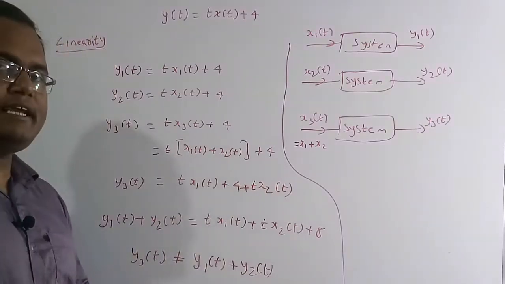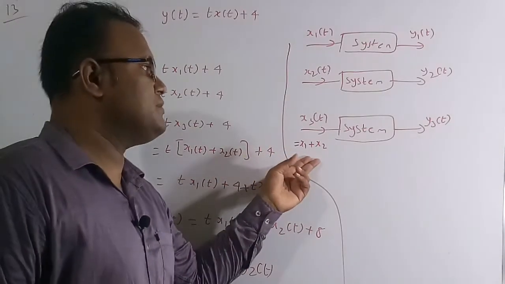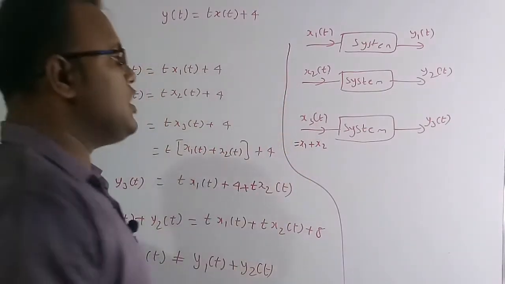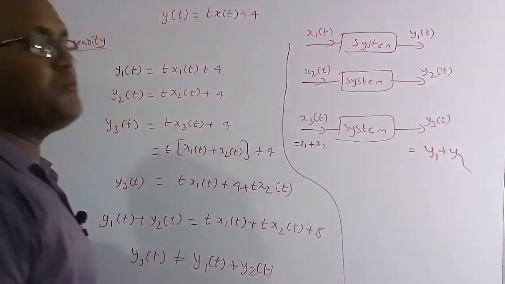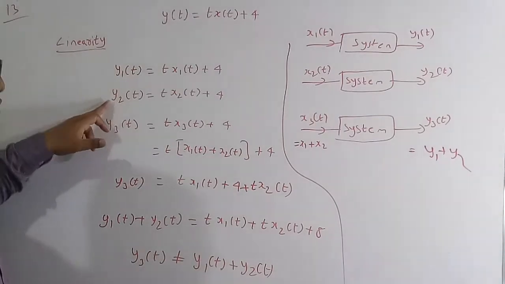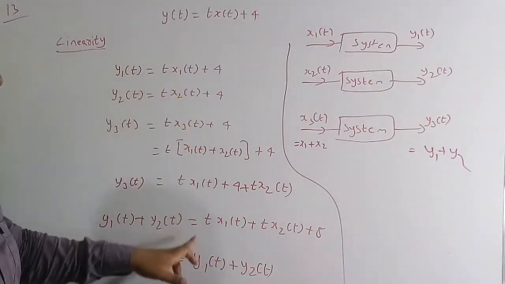But for a linear system, whenever the input is a summation of the two previous inputs, the output has to be the summation of the two previous outputs. So let me do the summation of the two previous outputs. So y1 of t and y2 of t, if I do the summation, I am going to get it in this manner.